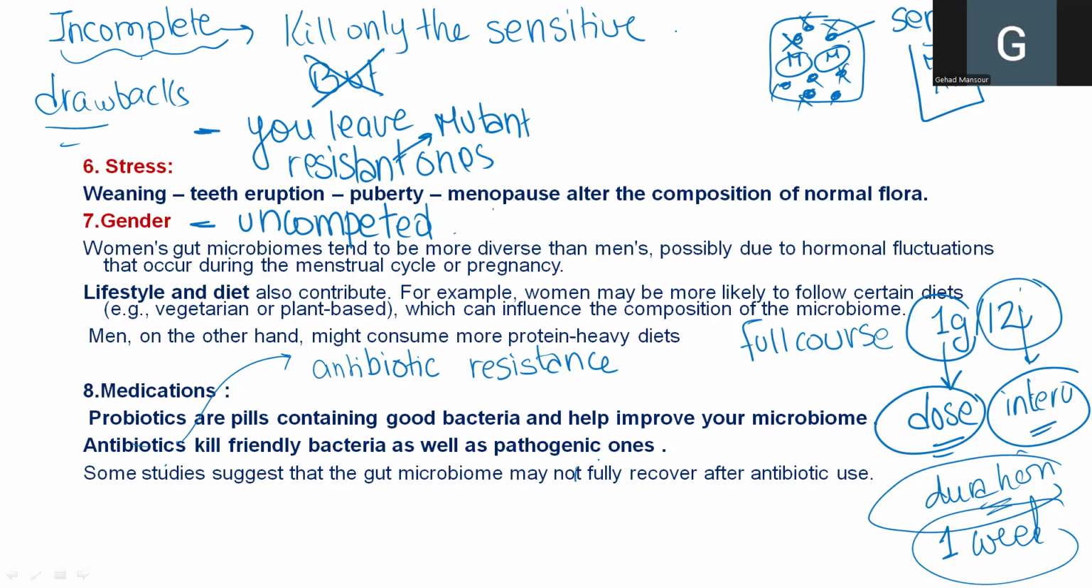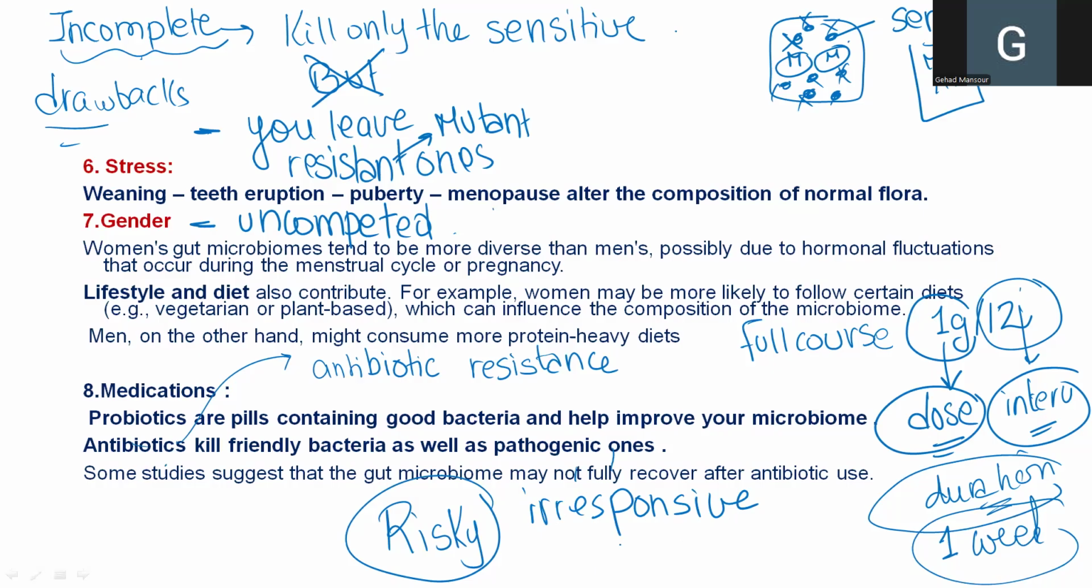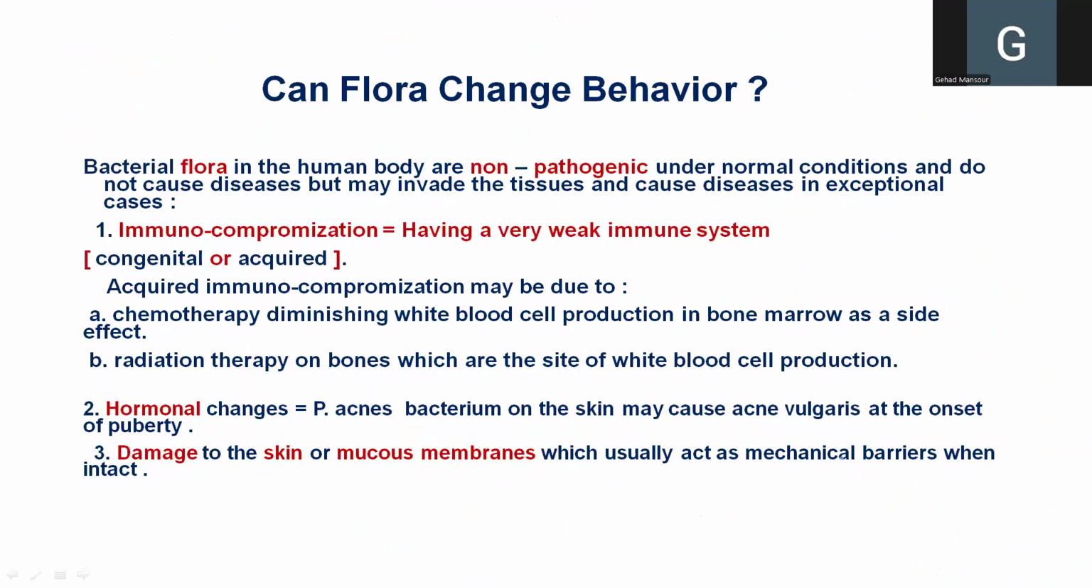Why is it risky to take an incomplete dose of antibiotics? Because those resistant bacteria represent a risk to you. You are irresponsive. If you take the antibiotic once again, you become irresponsive to the antibiotic, but at the same time, you are infecting other people with microbes that are not responsive to the ordinary antibiotics.